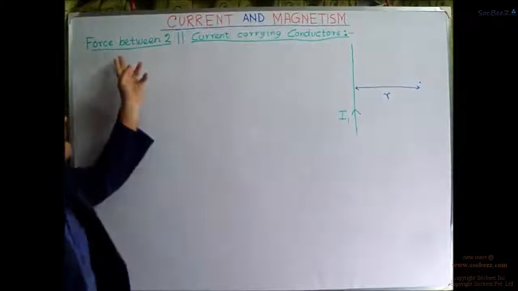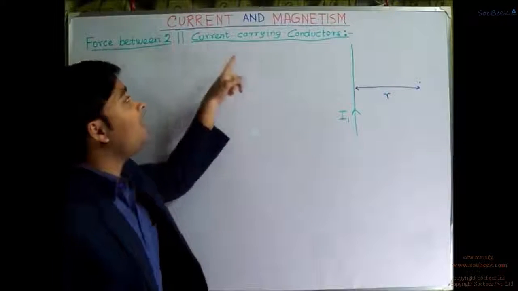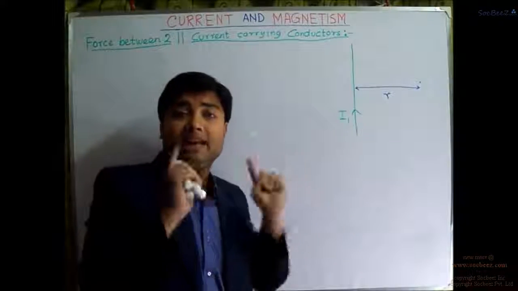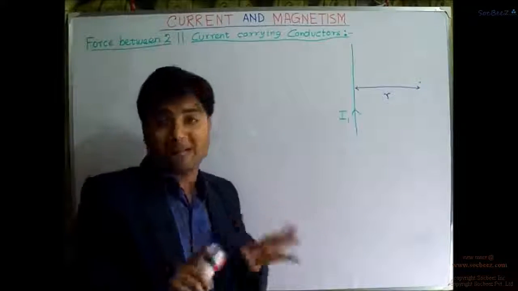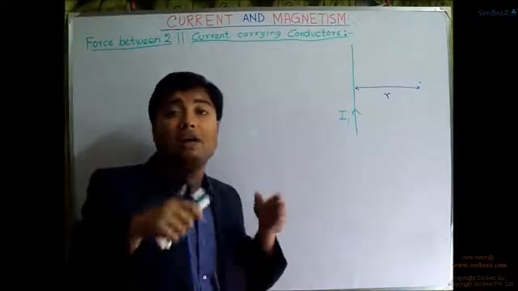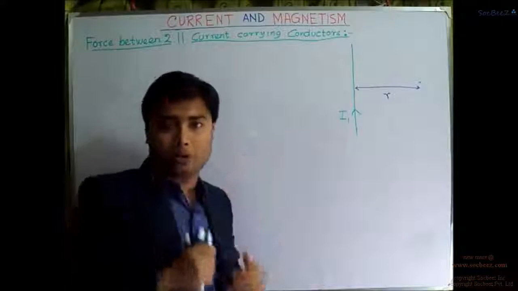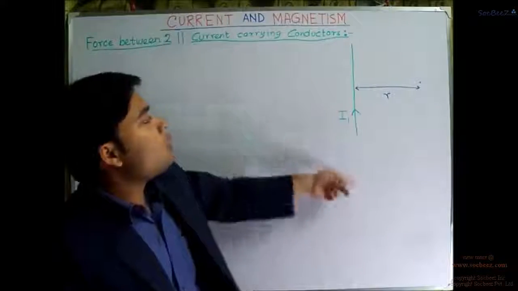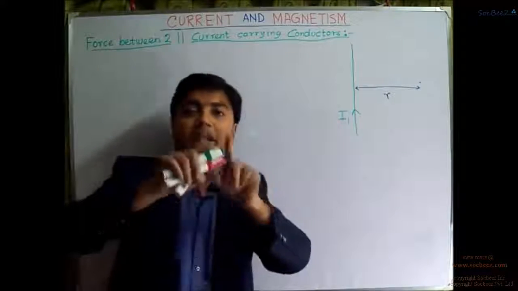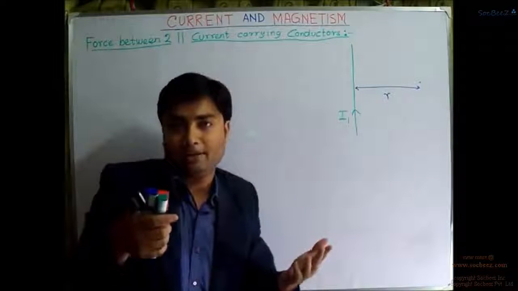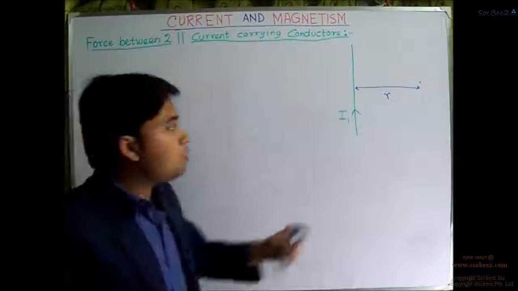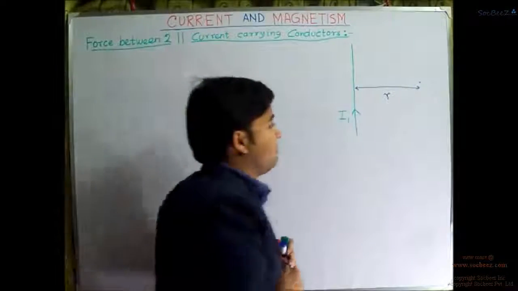This is the scenario of force between two parallel current carrying conductors. It is not given that there is any kind of existing magnetic field present. No. We are going to see how the magnetic field is going to affect and what things are going to take place. So first of all, one current carrying conductor, it is carrying current, obviously it would generate a magnetic field.